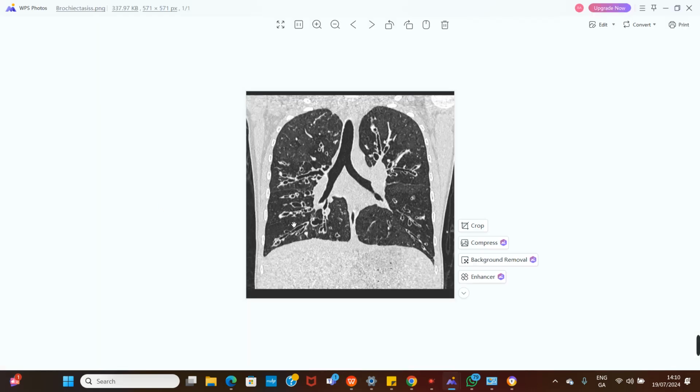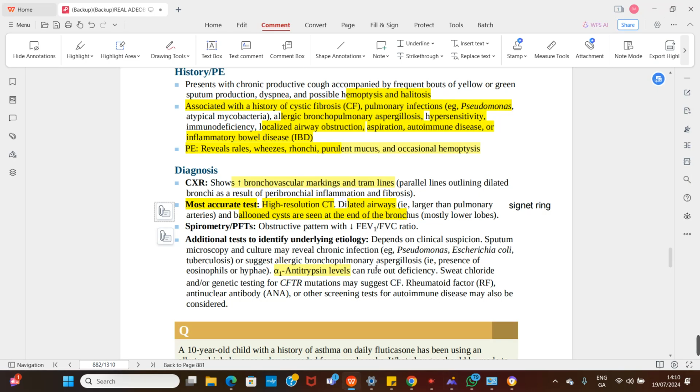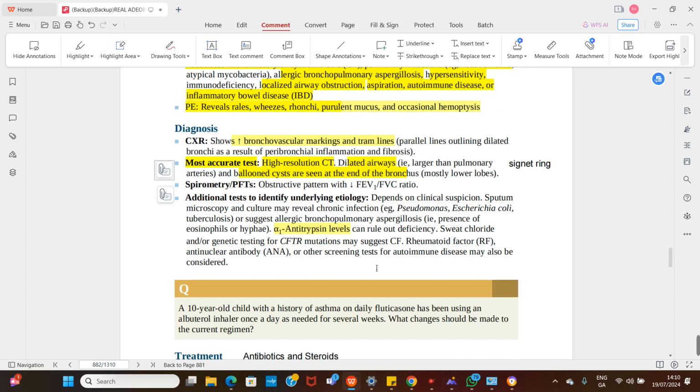So I have shown you this cyst here, this cyst here, this cyst here. Those are typical. But once you see the airway markedly prominent, just know that it is bronchiectasis that you are dealing with. You don't have to struggle with it at all.